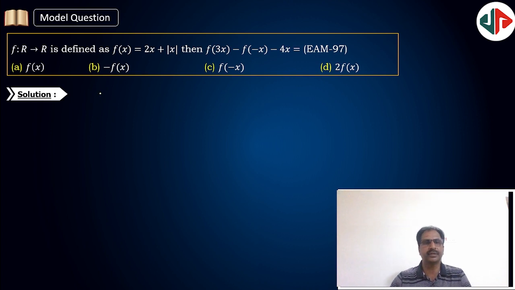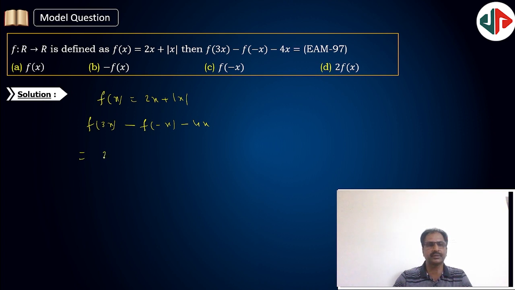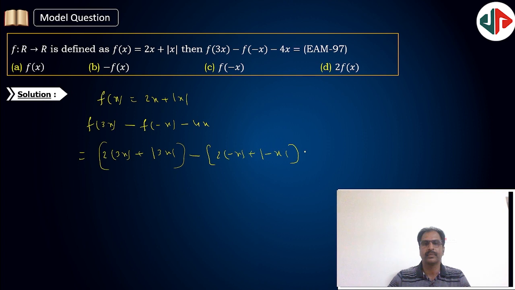F of x is given as 2x plus mod x. Then you have to find f of 3x minus f of minus x minus 4x. How to get f of 3x? Replace x with 3x. 2 into 3x plus mod of 3x. How to get f of minus x? Replace x with minus x. 2 into minus x plus mod of minus x, minus 4x.